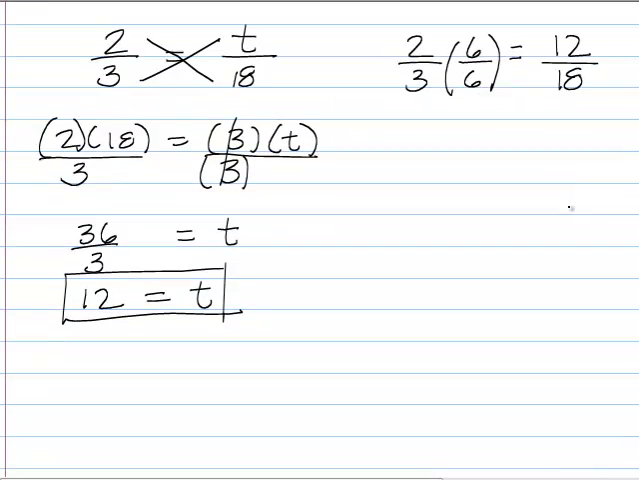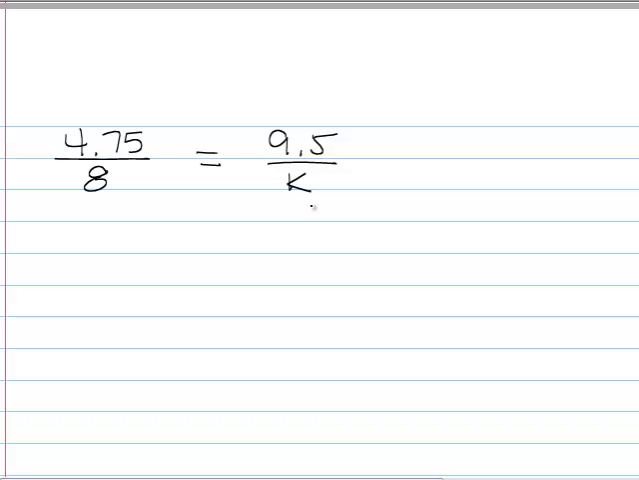All right, so let's look at another one. In this case, we'll look at a little bit more complicated one, and that will have a decimal in it. 4 3/4 is to 8 as 9 1/2 is to K. All right, so this is the same kind of problem. We can take our cross product, 4.75 or 4 3/4 K would equal 8 times 9 1/2.